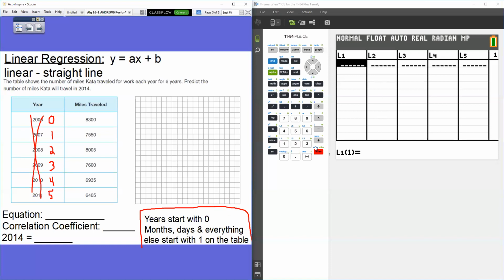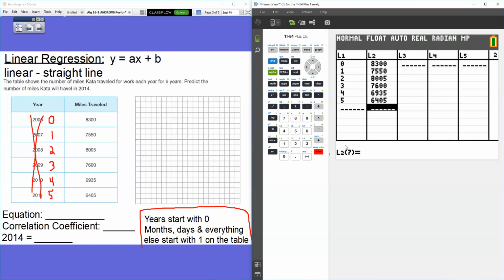All right, then whatever number you're given, that's the number that you'll use. So let's type these numbers into the L1 and L2. So we have 0, 1, 2, 3, 4, and 5. In our L2, the miles traveled, 8,300, 7,750, or 7,550, 8,005, 7,600, 6,935, and 6,405. So always make sure that you double check your data, because if you even have one number typed in wrong, it will throw off everything else.